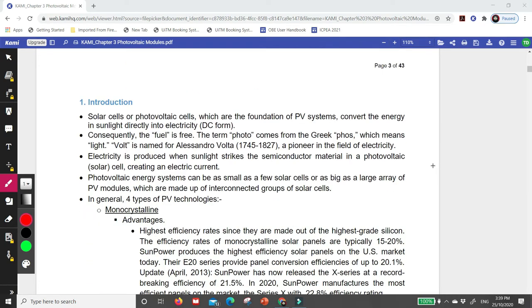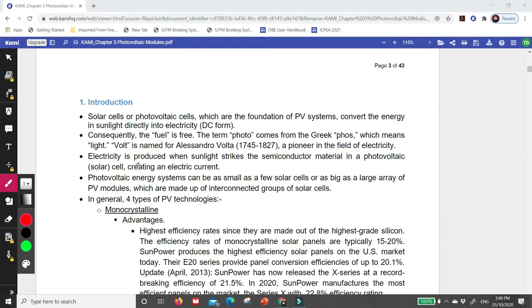So the introduction. Solar cells or photovoltaic cells, which are the foundation of PV systems, convert the energy in sunlight directly into electricity, which is in DC form. Consequently, the fuel is free. The term photovoltaic comes from the Greek phos, which means light, and volt is the name of Alessandro Volta, a pioneer in the field of electricity.